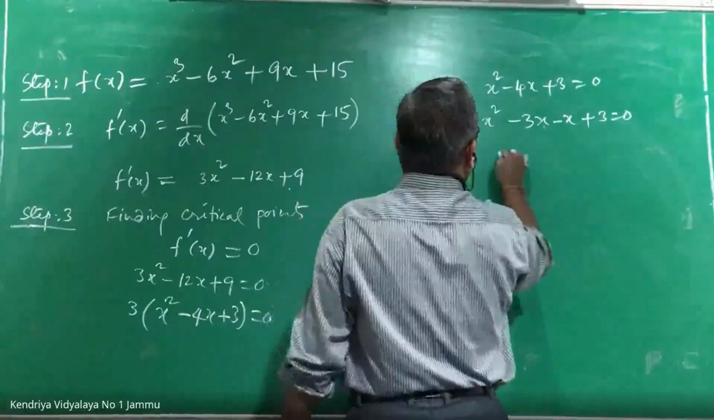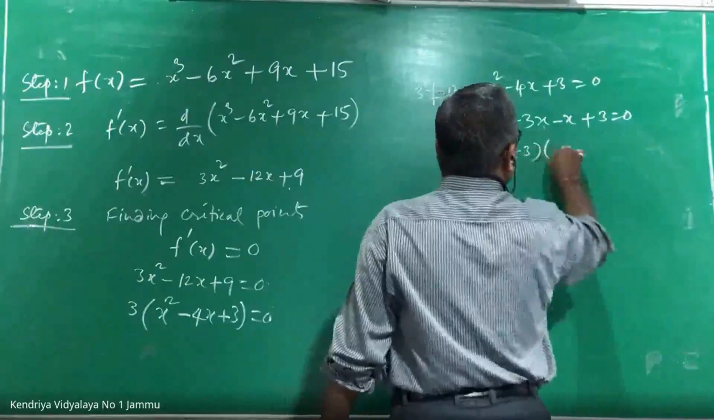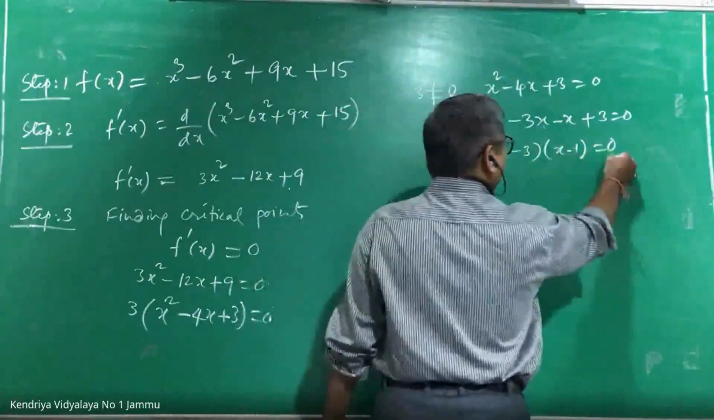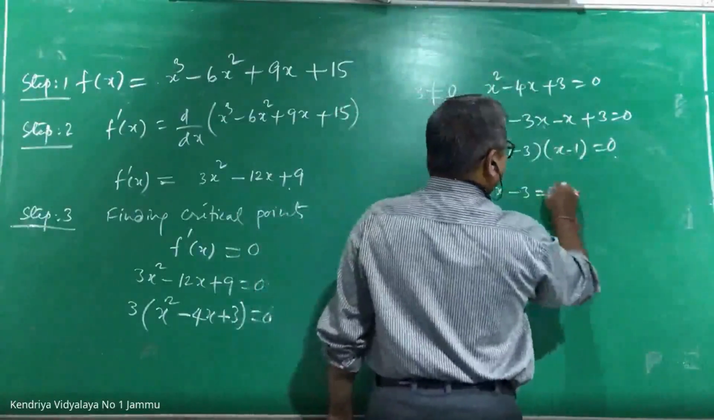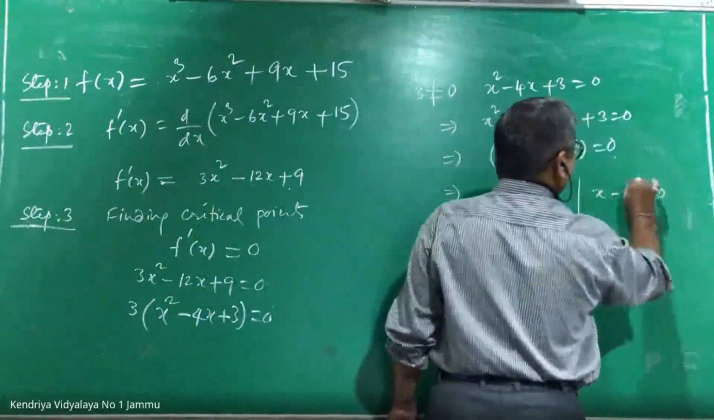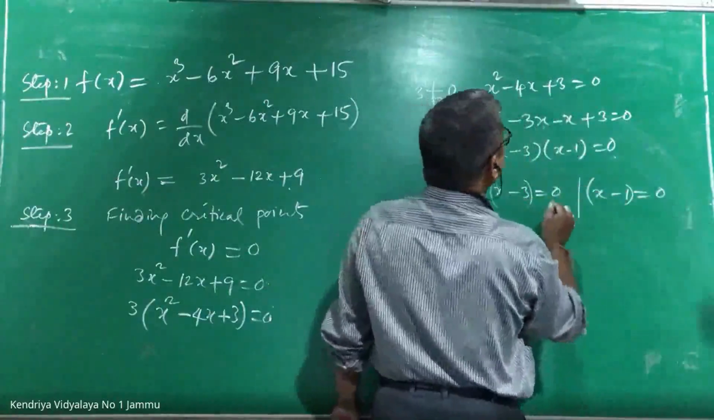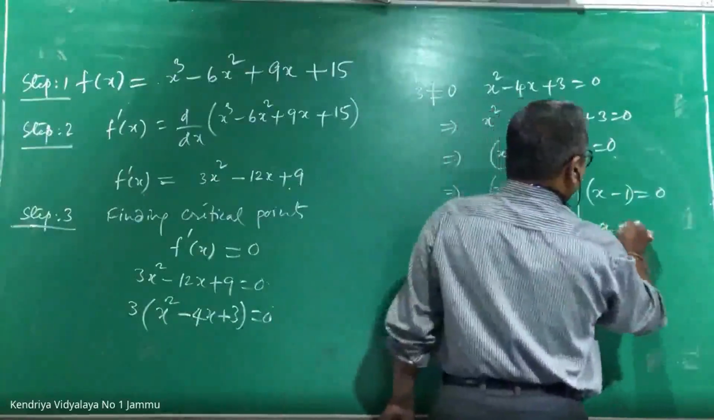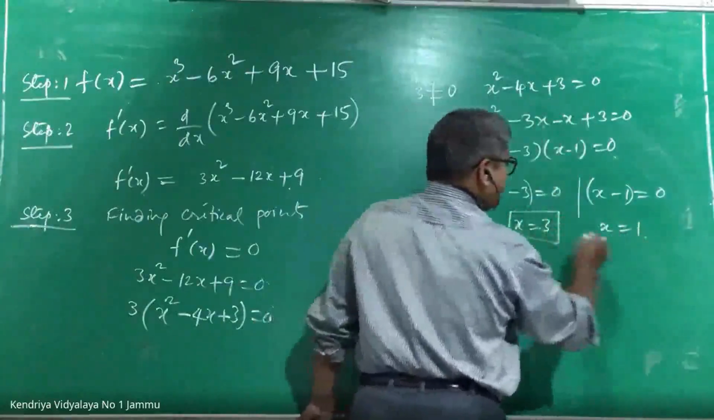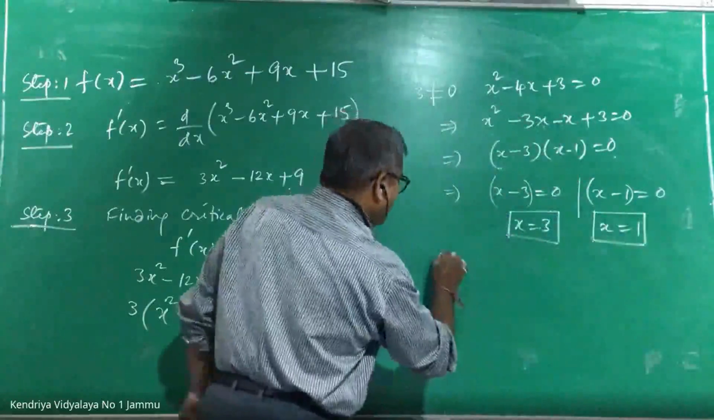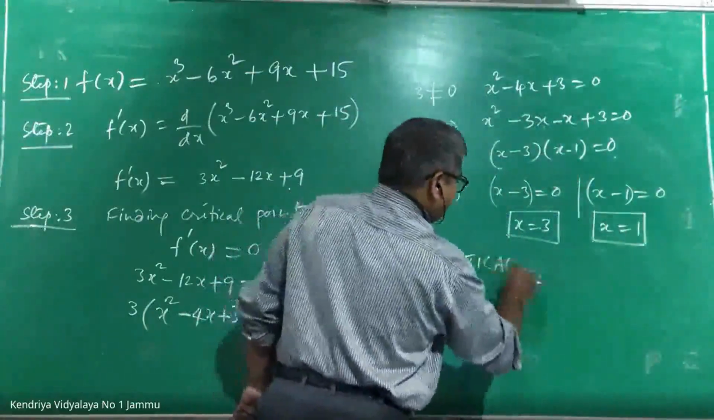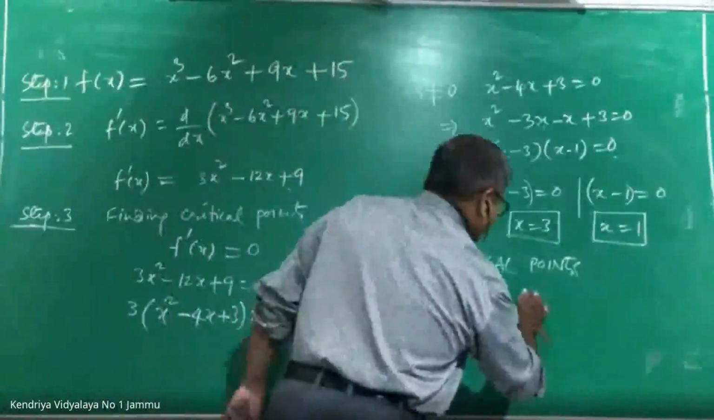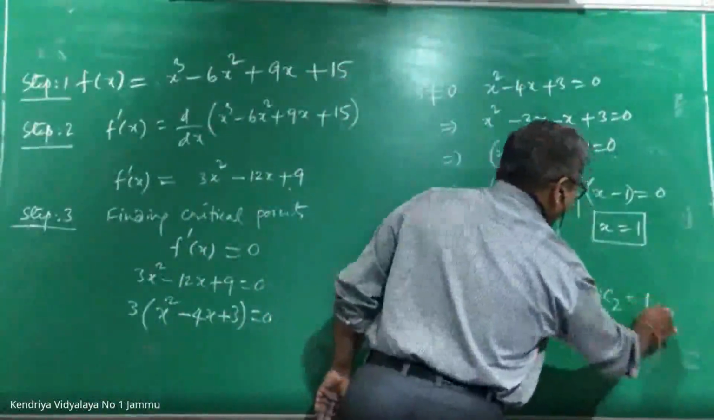Thus, now what happens? x minus 3 and x minus 1. The simplification makes this. Two numbers whose product is equal to 0, one of the numbers must be 0. So x minus 3 is equal to 0, x minus 1 is equal to 0. Thus x is equal to 3 and x is equal to 1. These are actually called critical points. So c1 is 3 and c2 is 1.